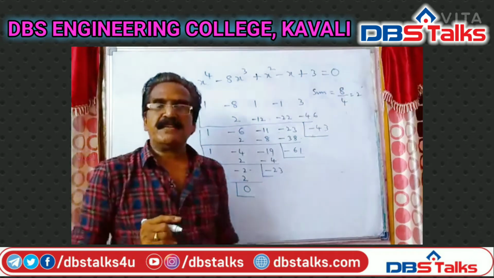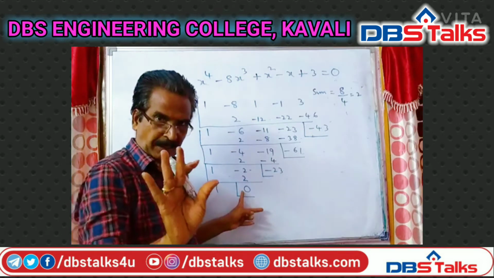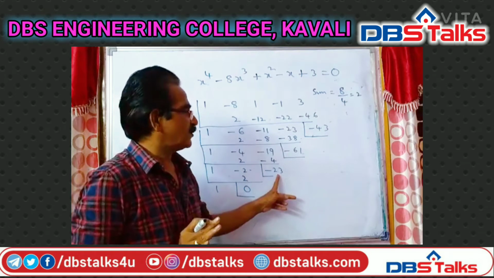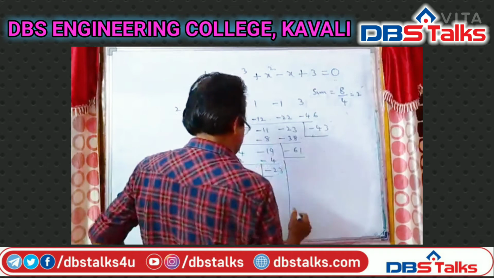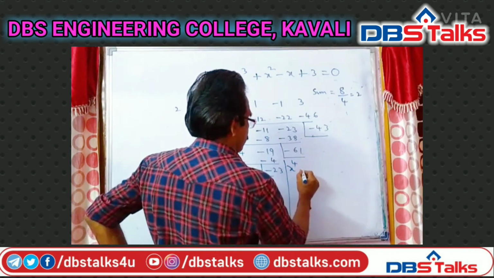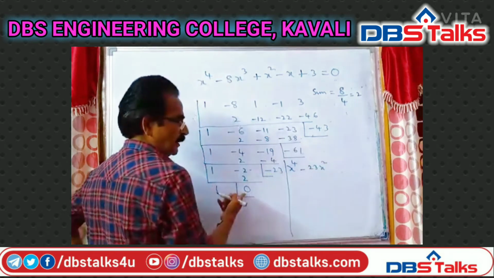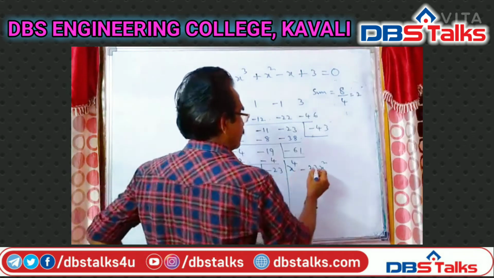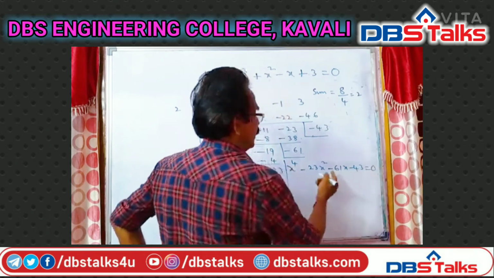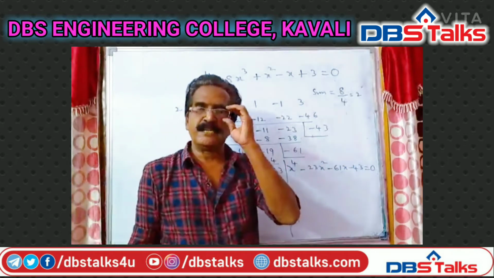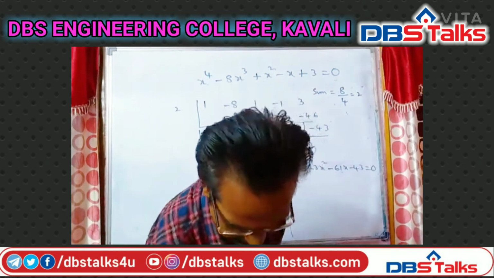Now the transformed equation, friends: x power 4, the x cube term is not there, minus 23x square, minus 61x, minus 43 is equal to 0. This is the required transformed equation. So we have removed the second term. Okay friends, let us see the next problem.